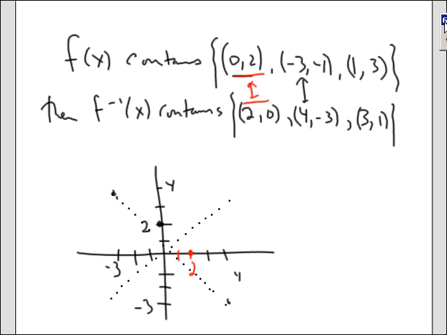(1, 3). Excuse me. (1, 3) is right here. (3, 1) is right here. They're mirror images. Right angle.